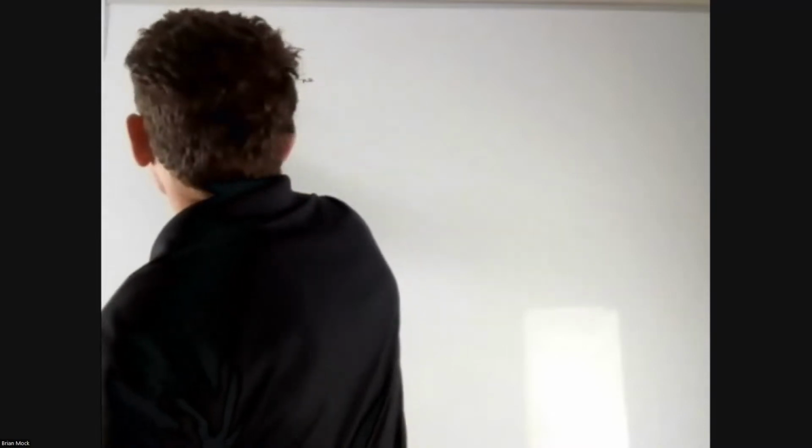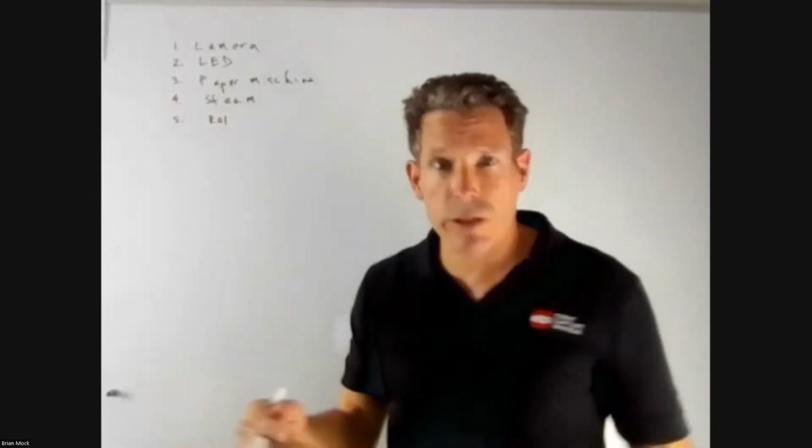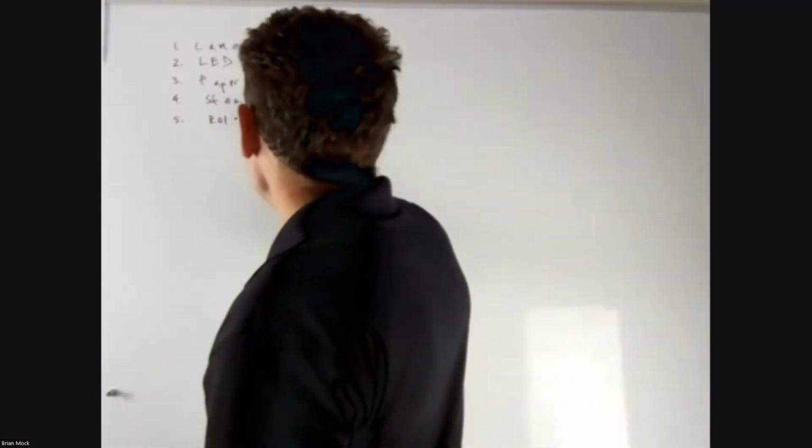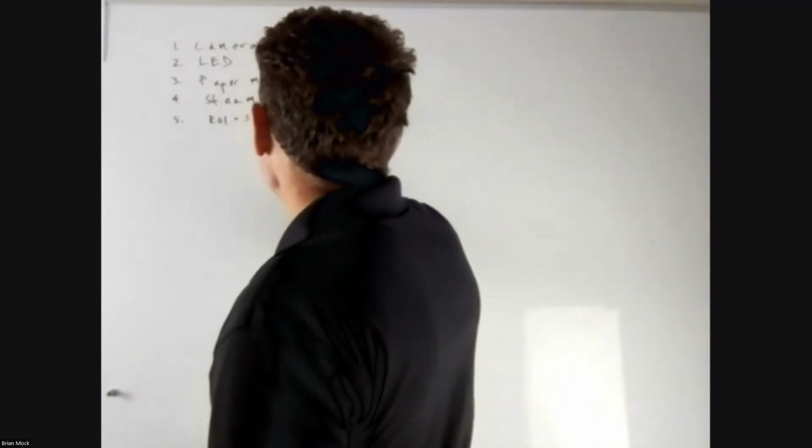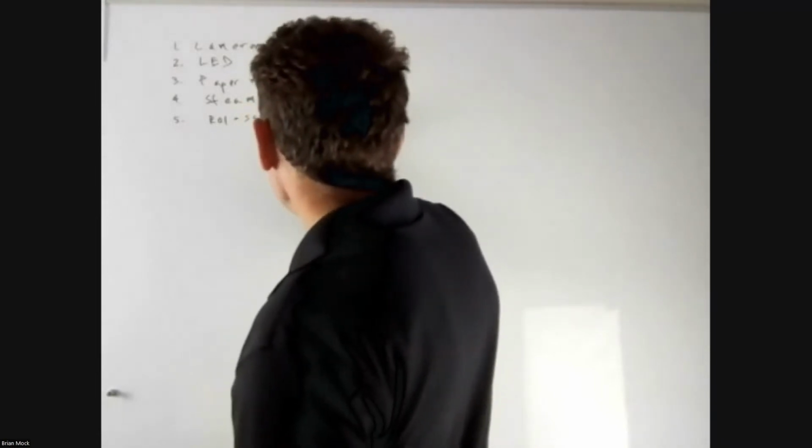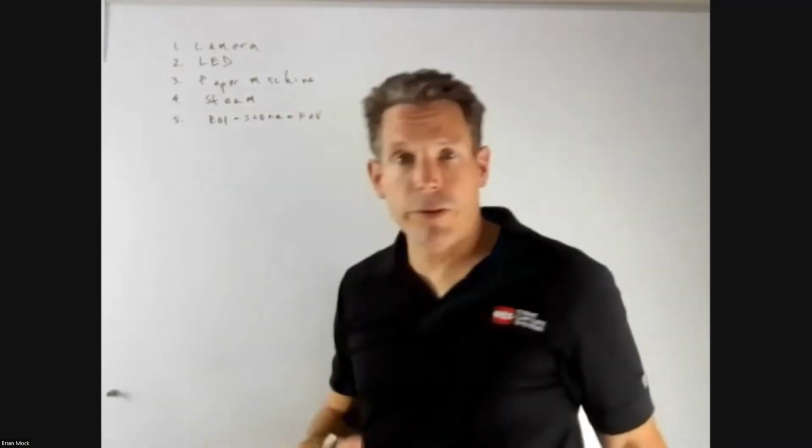All right. And then you're going to have what we call an ROI. Some people call that a region of interest. Some people call that a scene. Another way to look at that is your FOV, your field of view. What is the camera looking at?